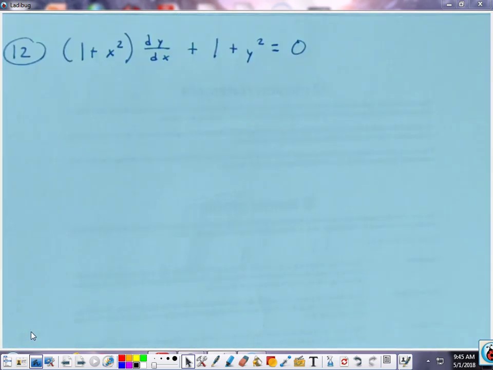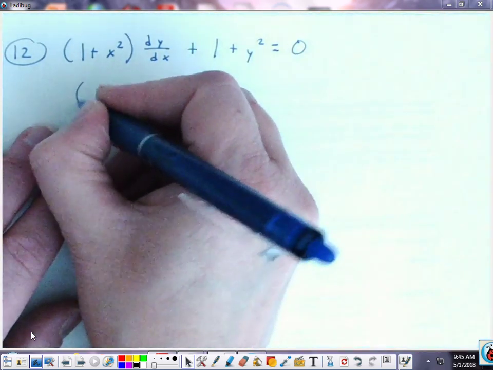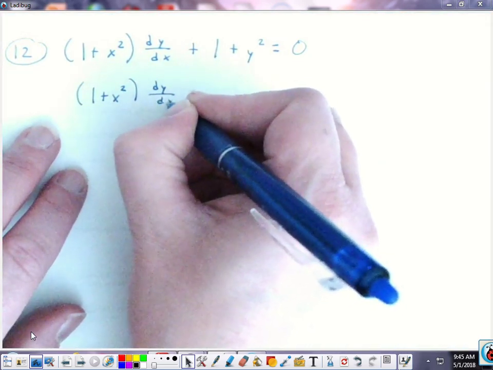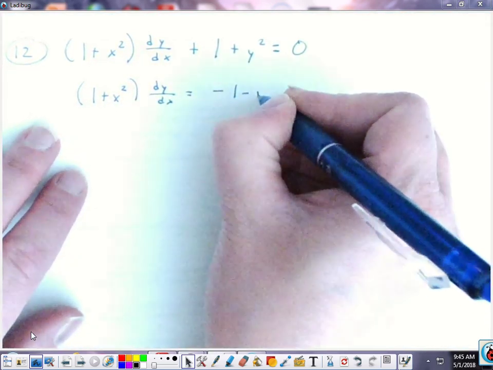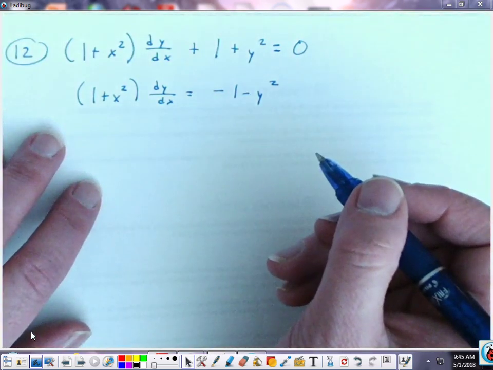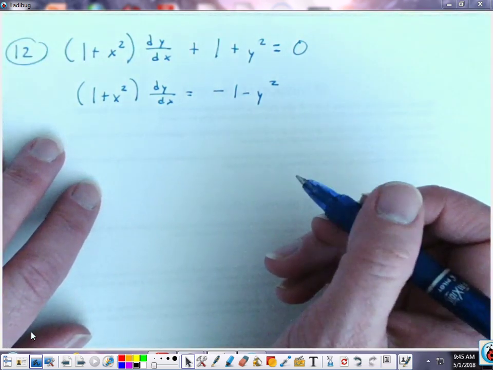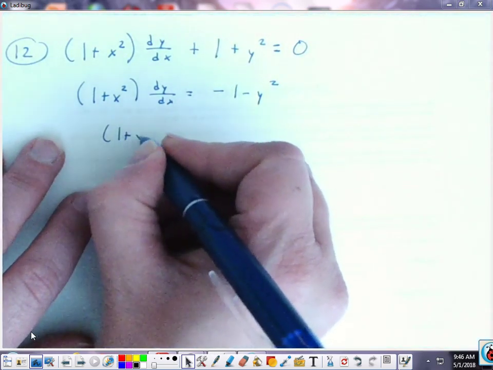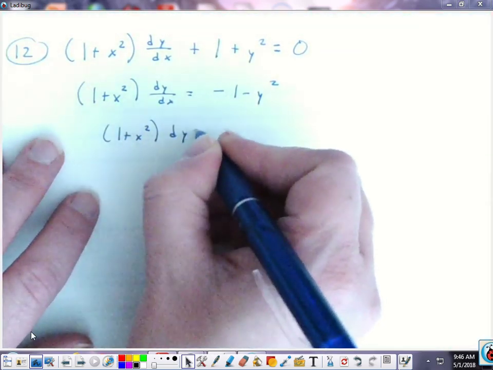Alright, so this is number 12. The first thing we're going to do is separate our variables. I'm assuming that you probably got that far, maybe? Did you separate your variables? Okay. So I'm putting all that stuff over there. And then I'm going to multiply by dx.